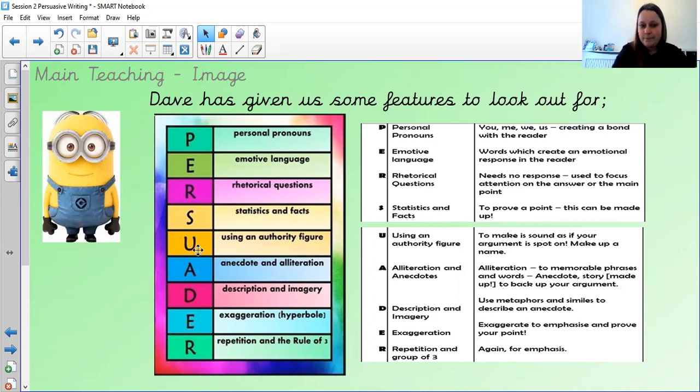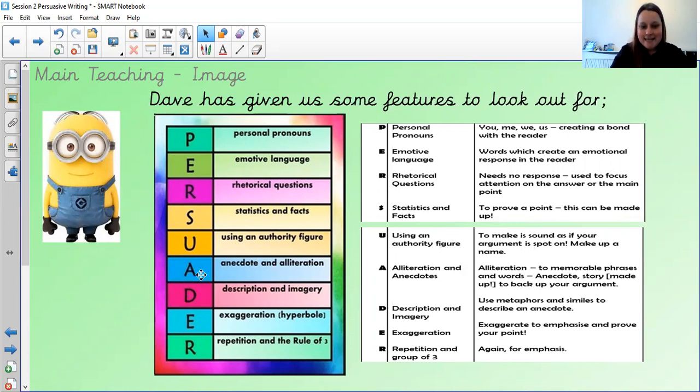Then we've got U, which is using an authority figure. So that's including somebody who makes it sound more persuasive. So you could even make up a name, but if I said to you, the Prime Minister also agrees that, it makes you believe it more. So it's using somebody who might be very important to back up your argument.